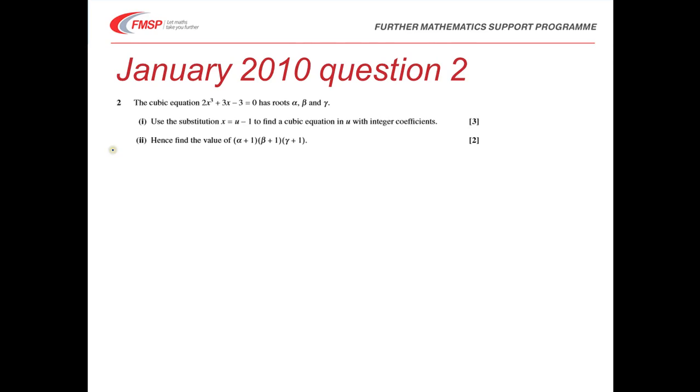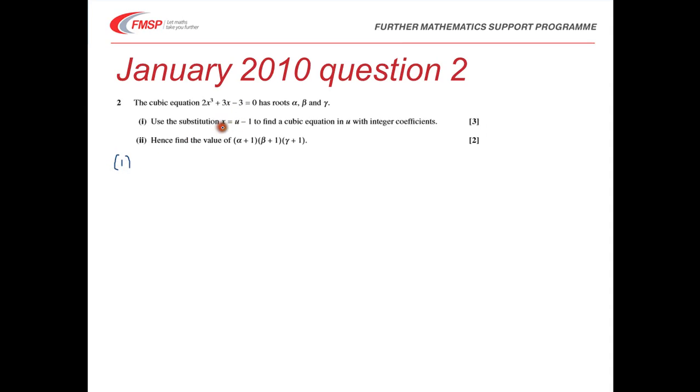So the first question we're looking at from January 2010 says the cubic equation 2x cubed plus 3x minus 3 has roots alpha, beta and gamma, and has two parts. Firstly, we've got to use the substitution x equals u minus 1 to find a cubic equation in u with integer coefficients, so whole number coefficients. And secondly, it says hence find the value of the product alpha plus 1 times beta plus 1 times gamma plus 1. So let's just have a little look first of all at part 1.